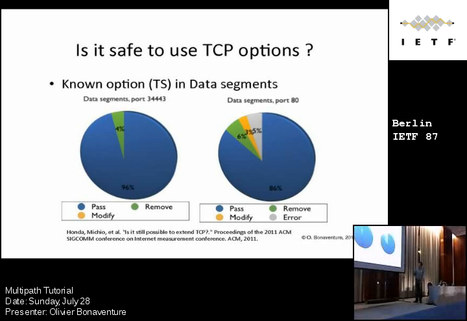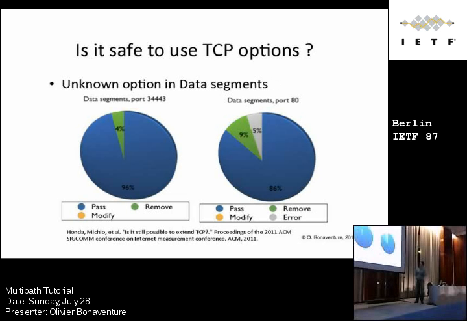And they tried to see whether the timestamp option was modified in both directions, was removed, or was passed without any modification. On a random port, on 4% of the paths, the timestamp option was removed. On HTTP port, there was an error in some cases, or it was modified or removed in 9% of the cases. So when you send packets over a random path, if you put a TCP option in this packet, you are not sure that the option will reach a destination.